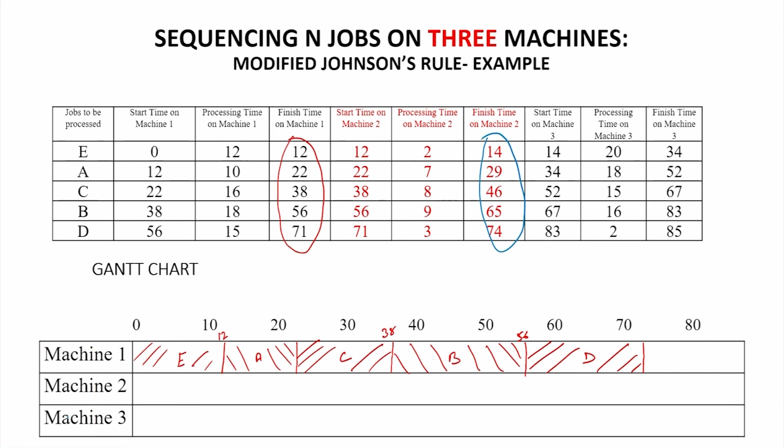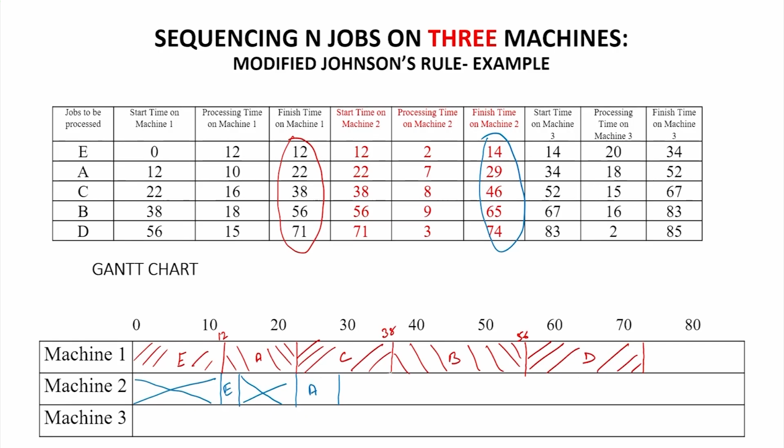After machine 1, now we are doing the Gantt chart for machine 2. For machine 2, up to 12 units of time the machine is idle, because job E is available only at 12, and from 12 to 14 we plan job E. The next job A comes at 22. Again the machine 2 is idle for this period, and it goes up to 29 only. So, that is A.